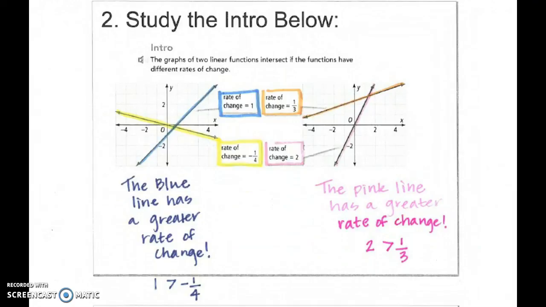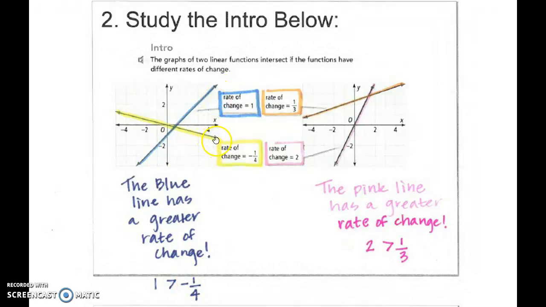So when you're comparing the graphs of two linear functions, you're looking to see: do they intersect? Where do they start? What about the rate of change? On this graph, the blue line shows a rate of change of 1, and the second graph shows a rate of change of negative 1/4. Obviously, the blue line has a greater rate of change because 1 is greater than negative 1/4, so it's steeper.